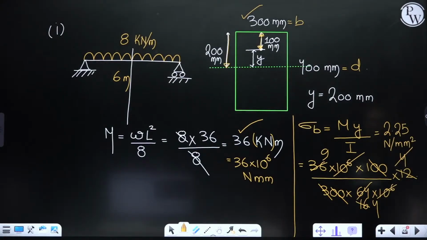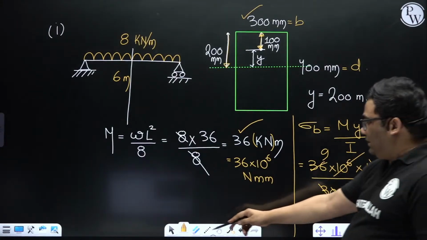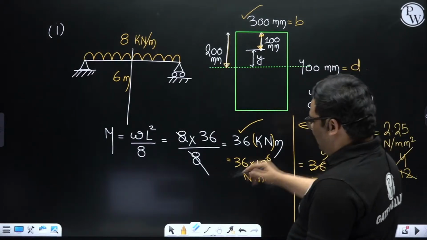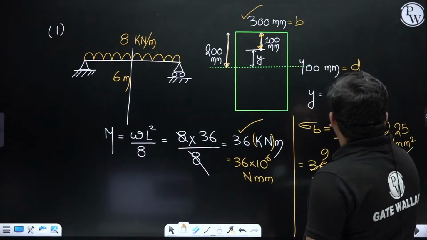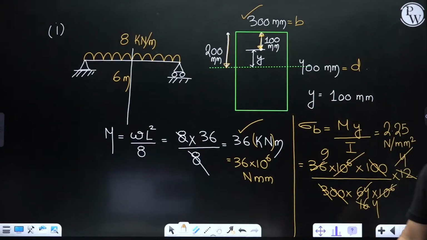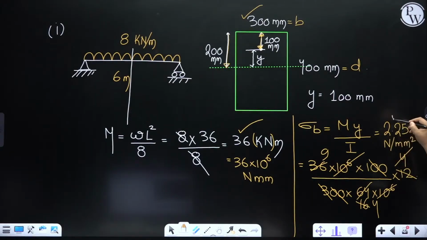Okay, this is different. That is fine. I've used 100 only, na. Here I might have written it. I've used 100 only. Understood? So the answer is 2.25. Understood? Okay.